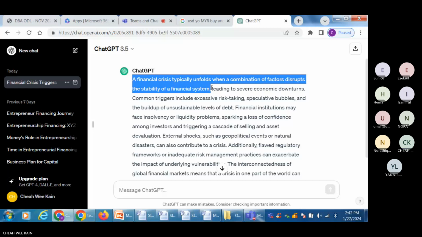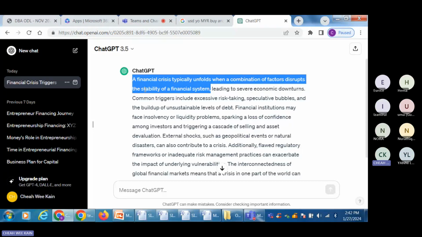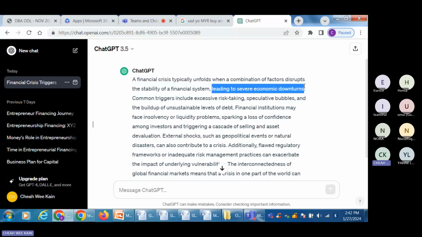So disrupt means when the financial system is not stable, when the banks are not stable, banks are going bankrupt, or the country's economy is not stable. So we get a lot of unemployment or very terrible inflation. These are all instability. So you have a financial banking system, you have a financial country system, and so forth. And this will lead to severe economic downturns. So what are economic downturns? High unemployment, high inflation, or very little growth. These are economic downturns. People lost their jobs.